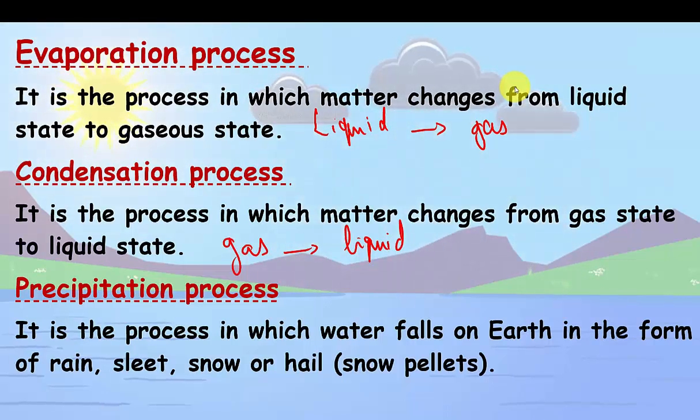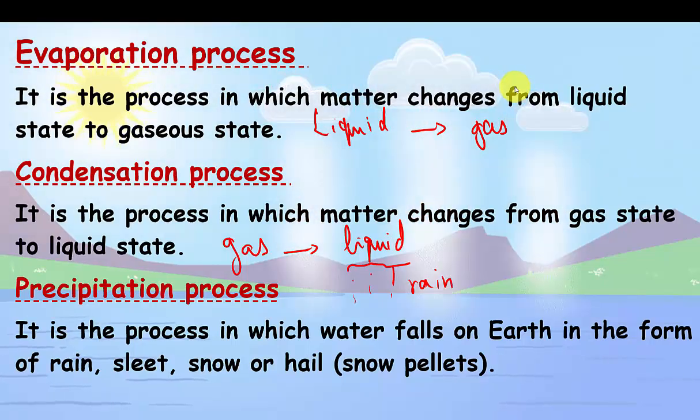Now the precipitation process is the process in which water falls on earth in the form of rain, sleet, or snow, or hail, which means frozen pellets. So when this liquid coming from the clouds falls on earth in the form of rain, we call it precipitation.